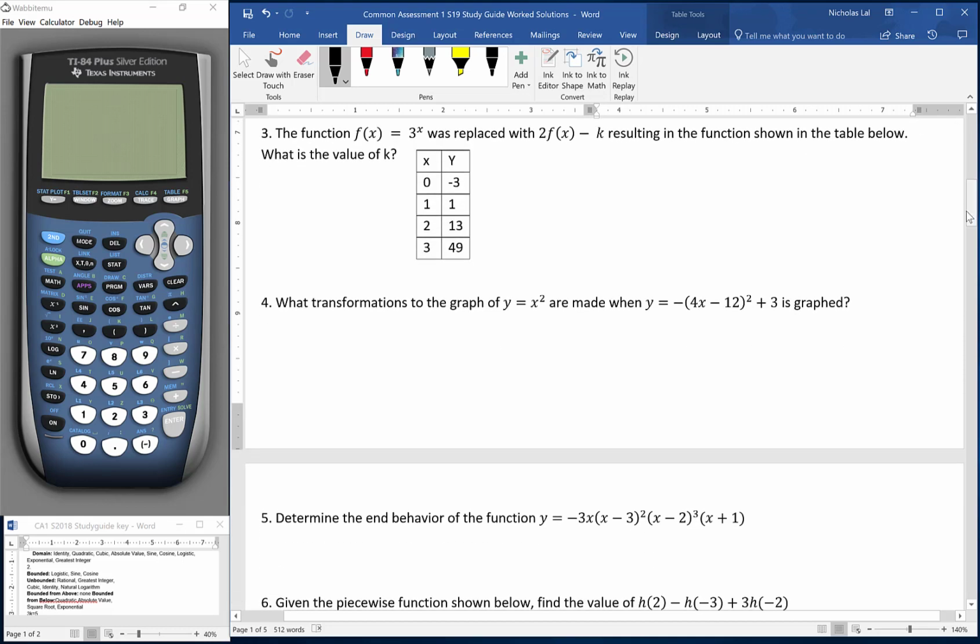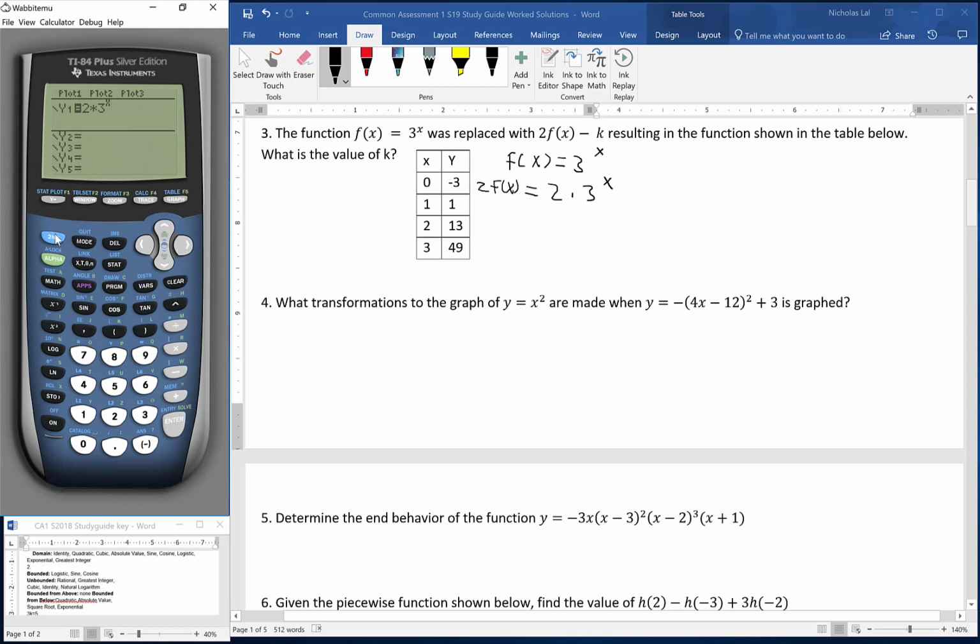The function f of x is equal to 3 to the x was replaced with 2 times f of x minus k, resulting in a function shown in the table below. What is the value of k? So what I'm going to do is analyze something. What if our original function is f of x equal to 3 to the x? Then 2 times f of x is equal to 2 times 3 to the x. So let's analyze this function, 2 times 3 to the x power.